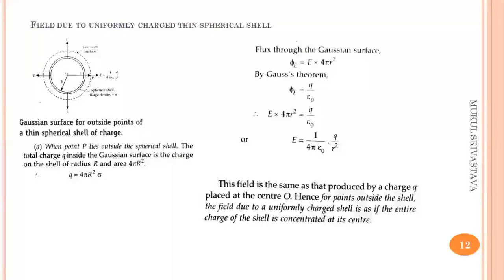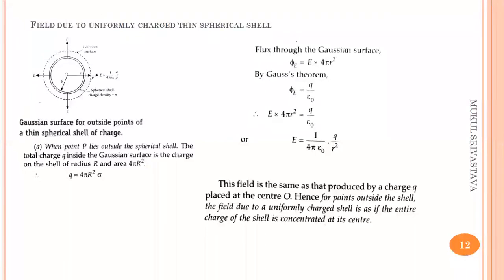And after that, we are going to find out the electric field at point P which lies on the spherical shell. And finally, we are going to find out the electric field at point P which lies inside the spherical shell. After that, we are going to discuss the graph between E and small r.